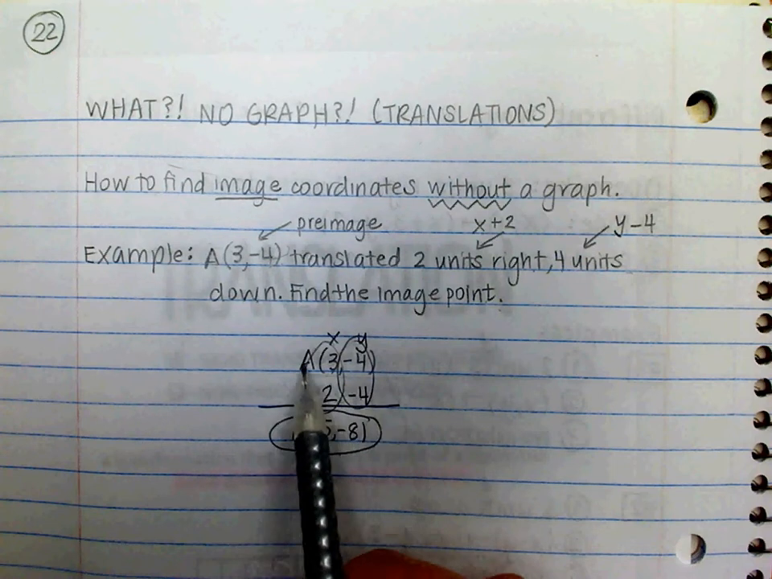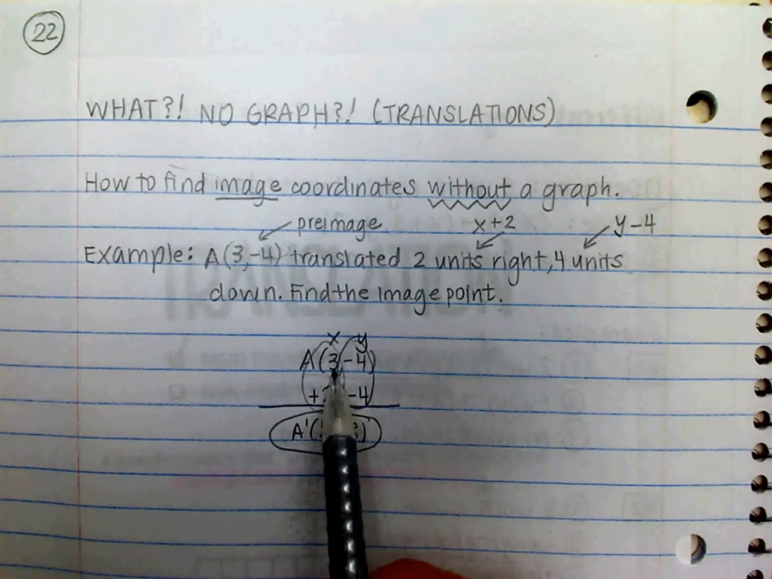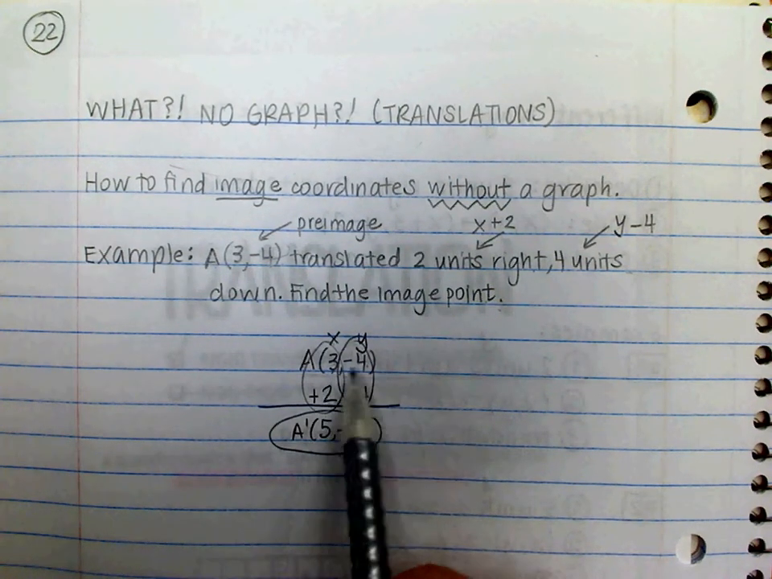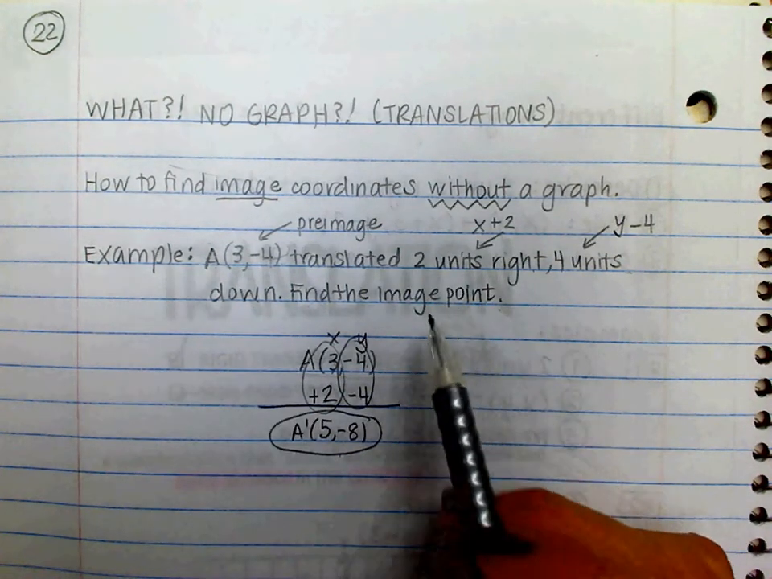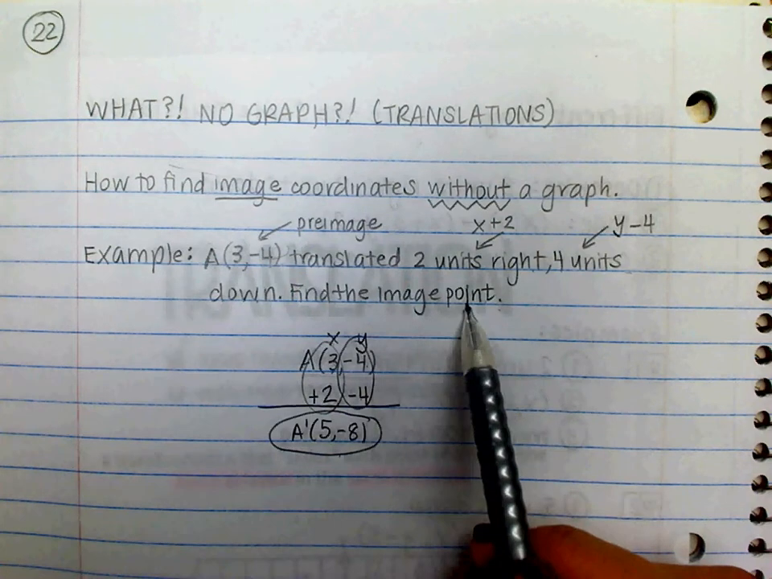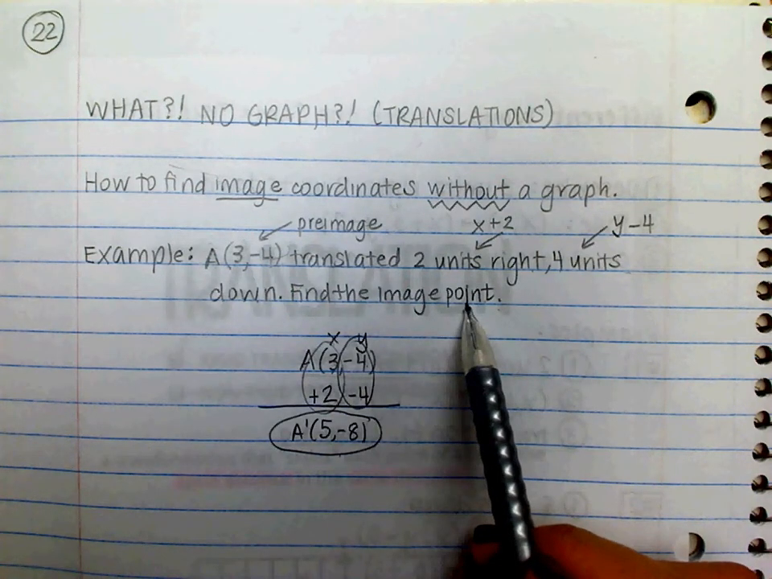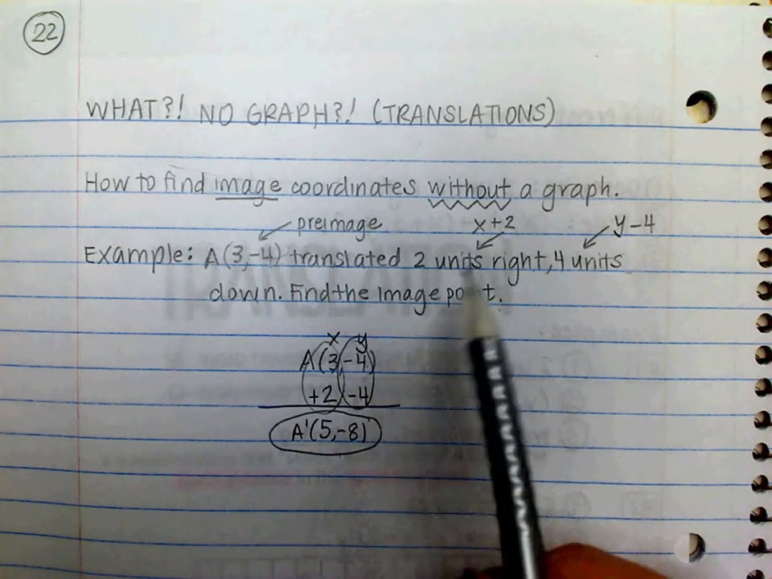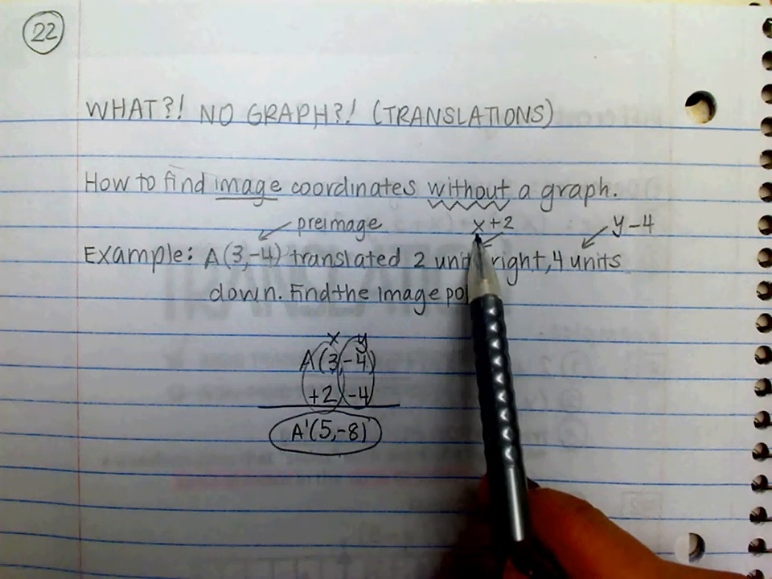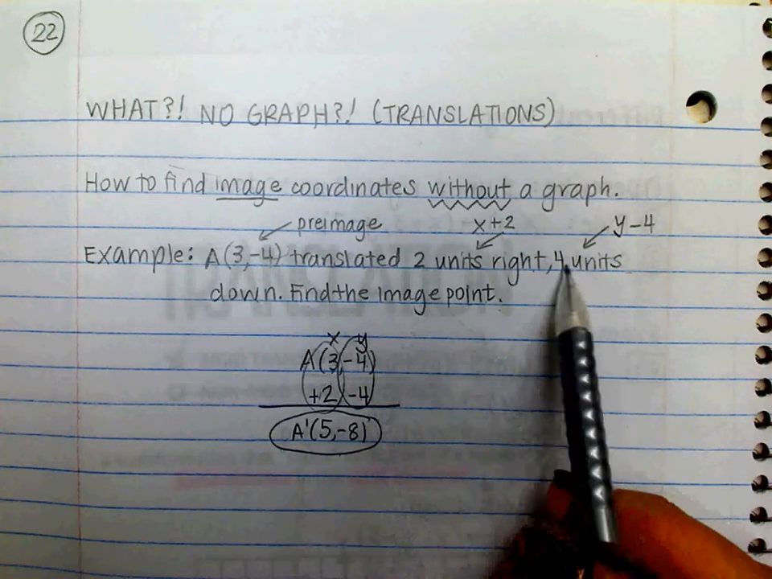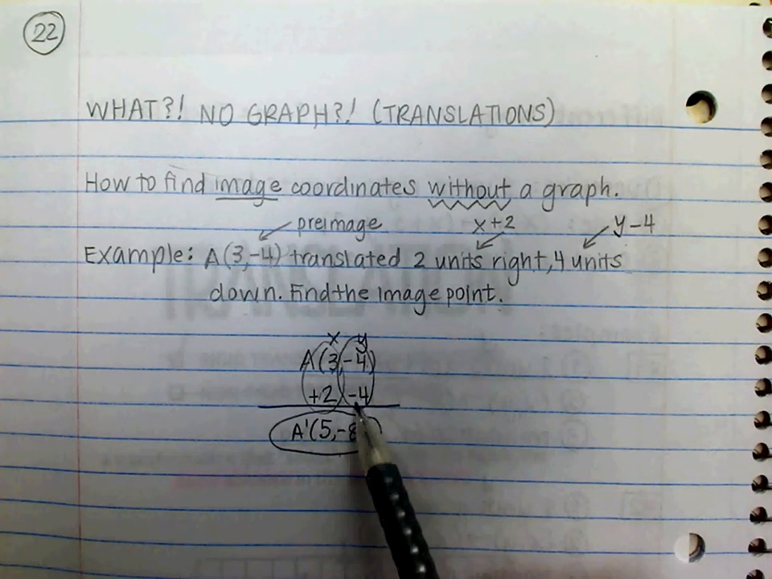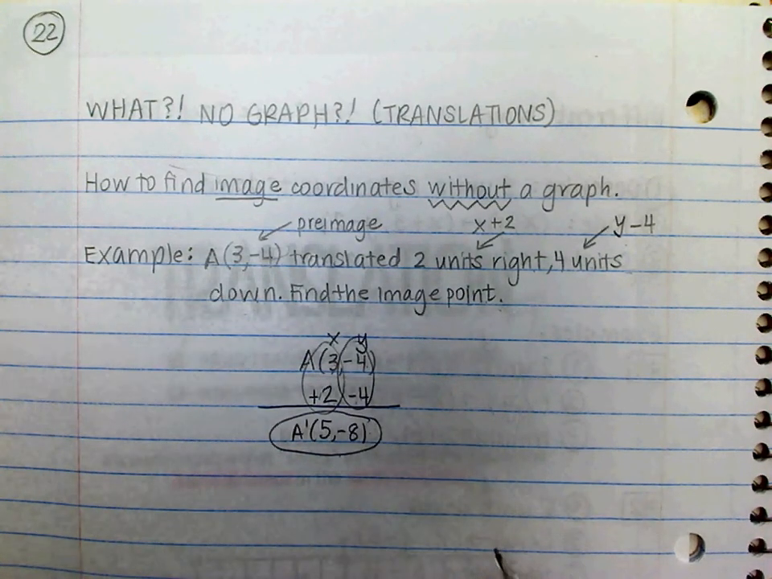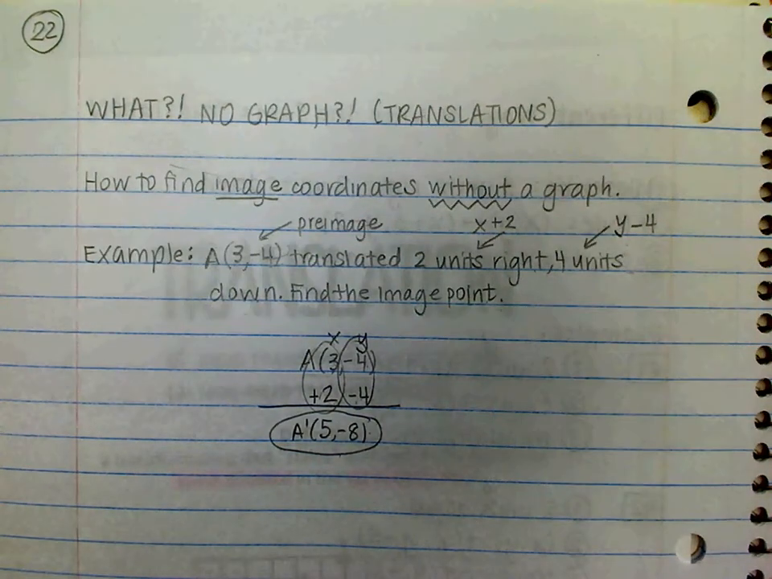I was given a pre-image point with coordinates 3, -4. And I was told to translate it 2 units right and 4 units down. Well, all it asks me to find is the image point, I don't actually have to graph it. So then this is my shortcut. 2 units right, that's the X changing, so you add 2 to the X. 4 units down, that's the Y changing, so you subtract 4 from the Y. And then boom, boom, you got your answer, and this is your new coordinate. And that's going to help us with this worksheet.